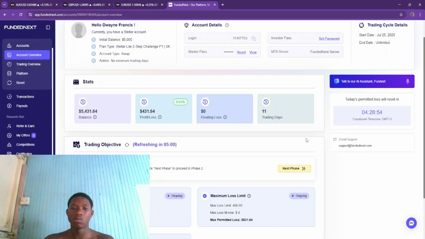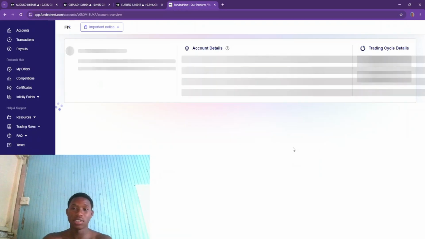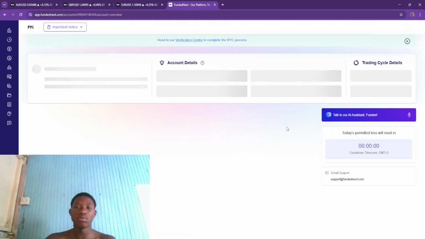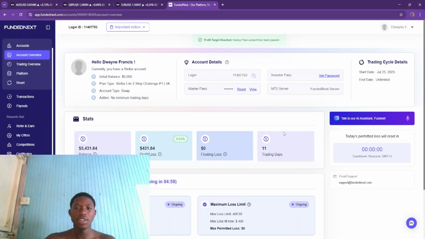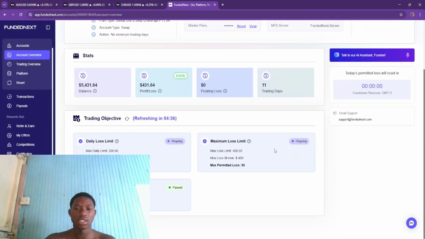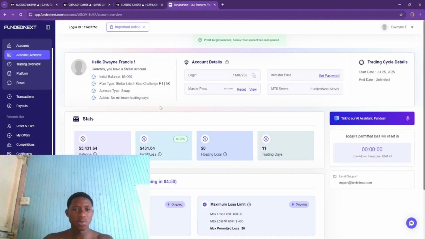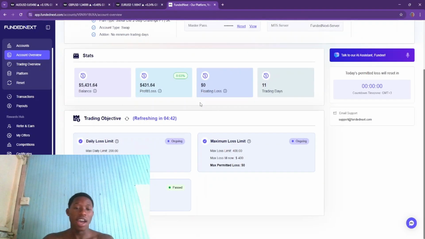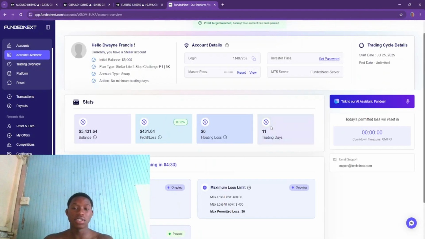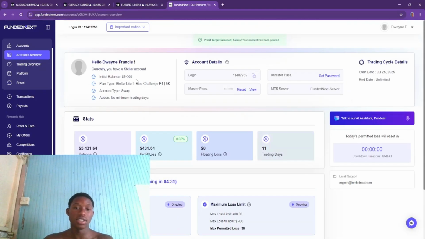Dashboard. Next phase, killer. We passed phase one. We on to phase two. I wonder if they're giving us fresh account details. What phase two profit target with account has been paused? I don't even know how that's working, but I think they're supposed to give me another account. As you can see, we passed the account drawdown limit. We're not in no loss, trading days, normal stuff, you know.